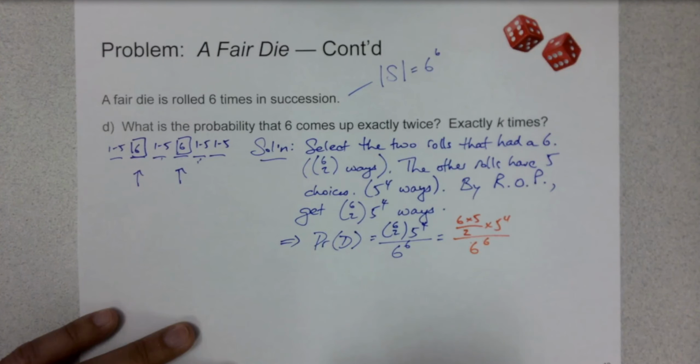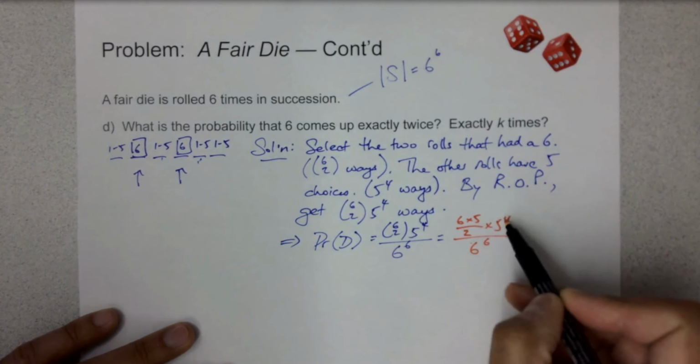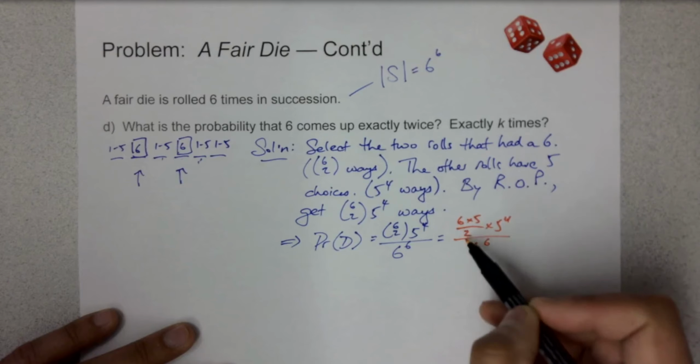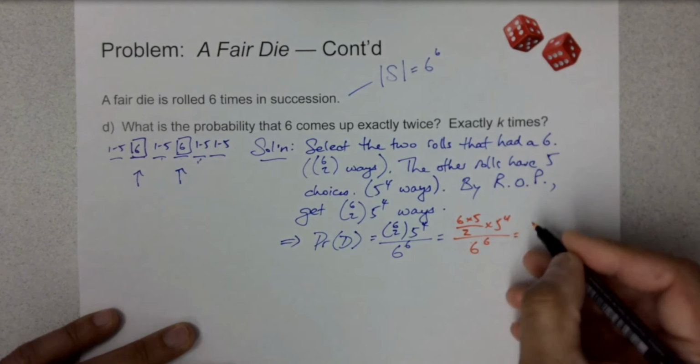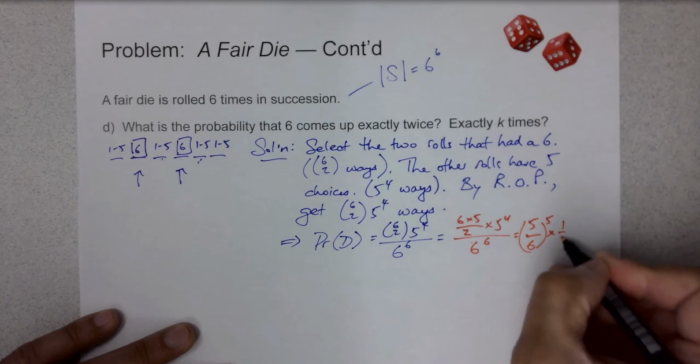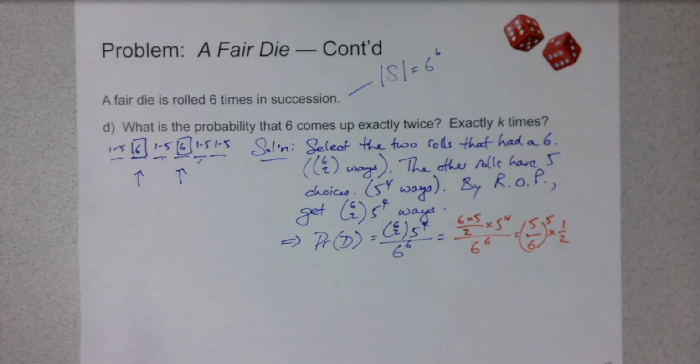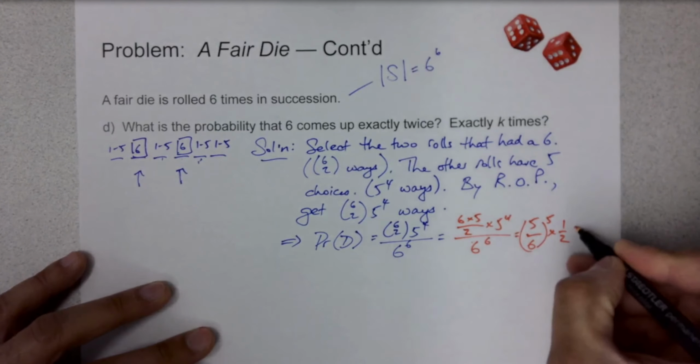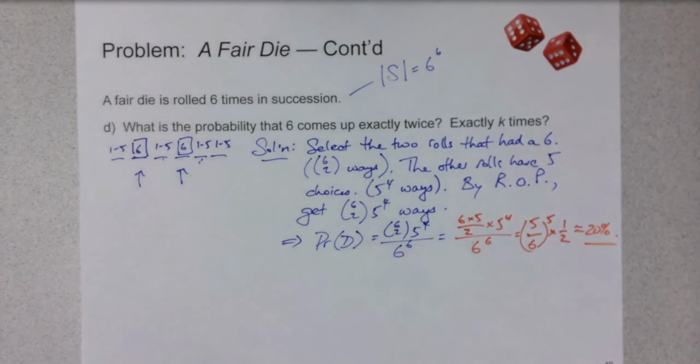Okay, so this 5 will get absorbed in here, this 6 will get cancelled by this half. That survives. So we don't even need a calculator. We end up with 5 over 6 to the 5 times a half. And we already did this in the previous iteration. We did this in part C, it's 5 over 6 to the 5, which is around 40%. So this is half of that. This is around 20%. So the most likely thing is 1 six. It's slightly better than 0 sixes, which is at 33%. It's less than this, which is 20%.